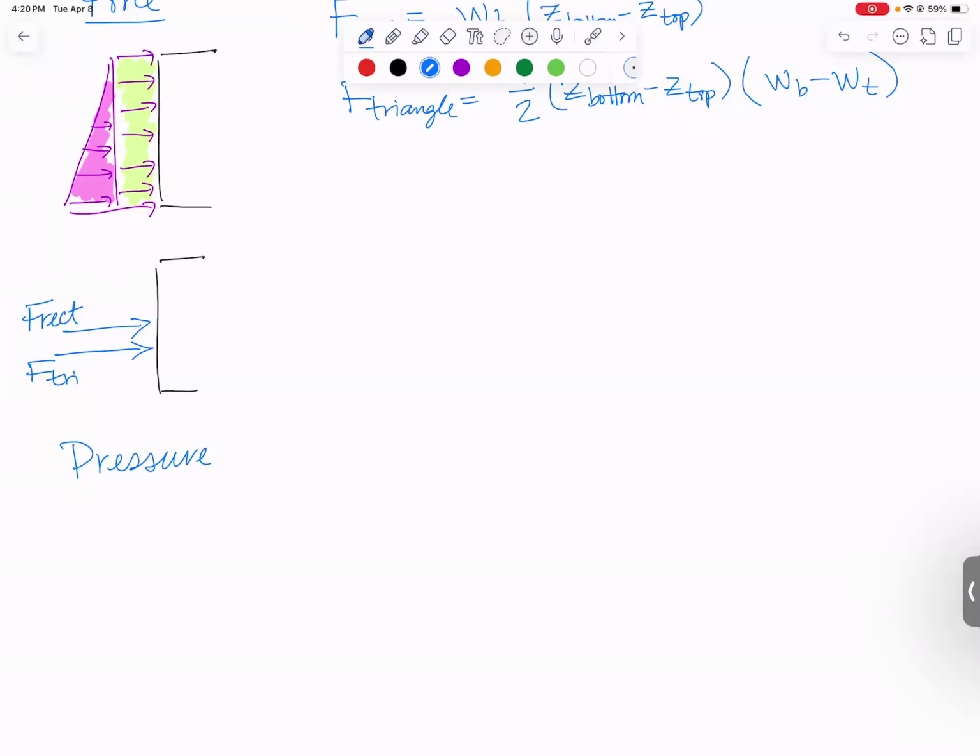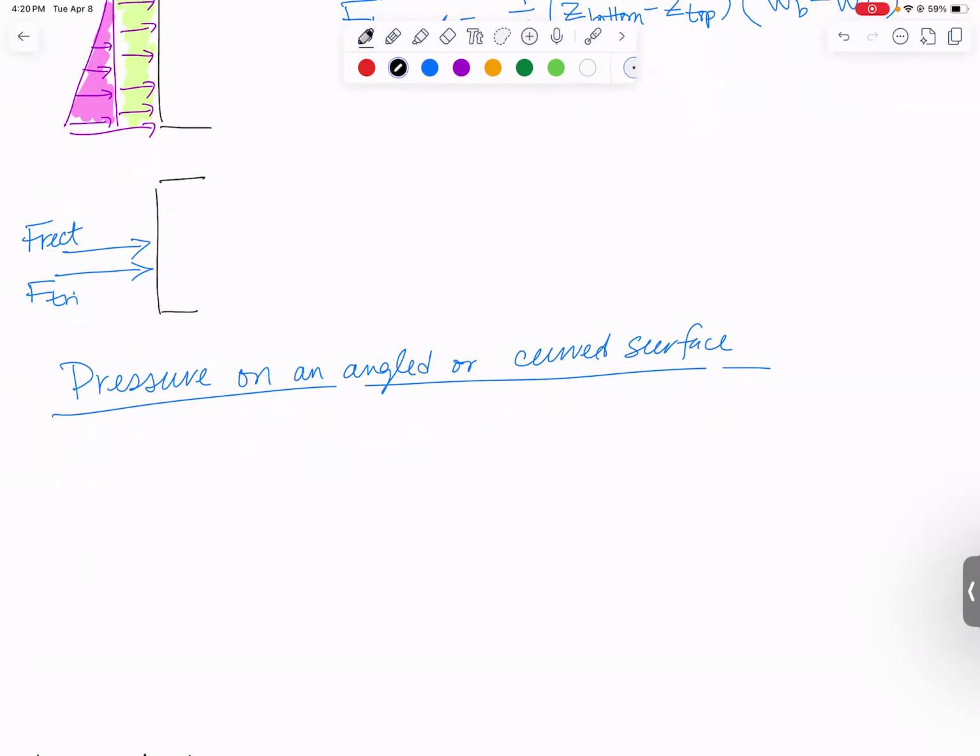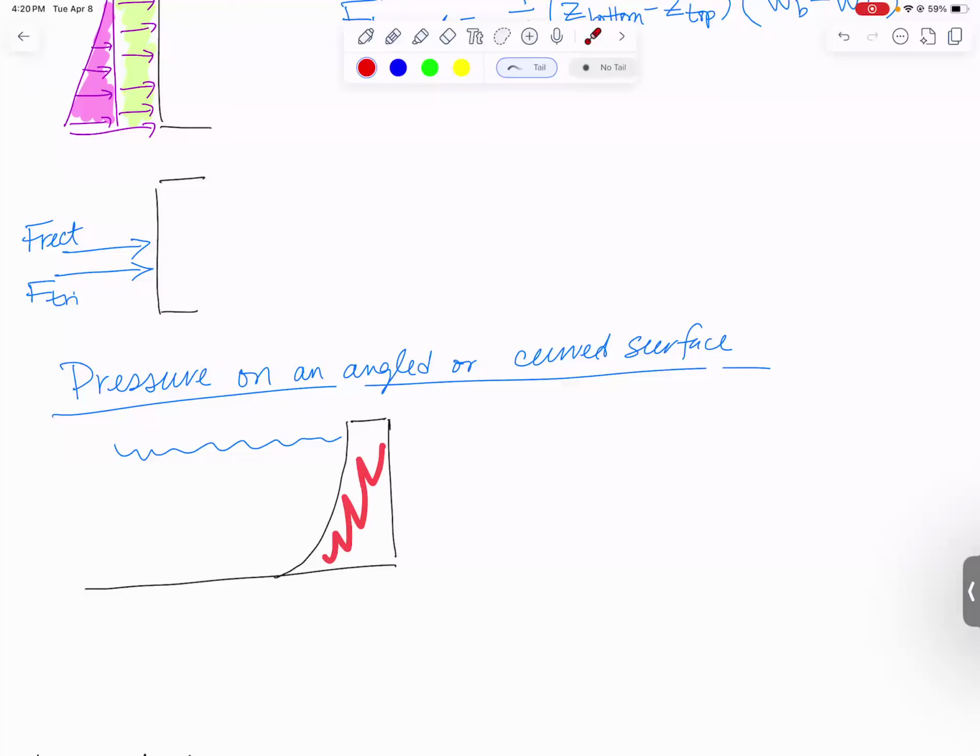I'm going to show you the easy way to do them: pressure on an angled or curved surface. Let's say we had a dam here that's made up of like a parabola. And so the water is sitting over here on this side. And we are interested in what the water's doing to this dam that I just drew.